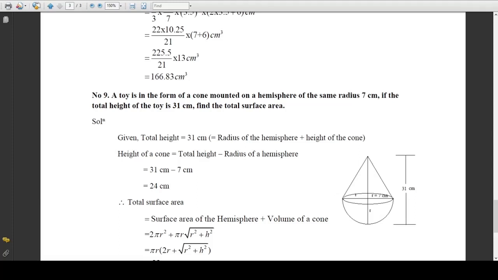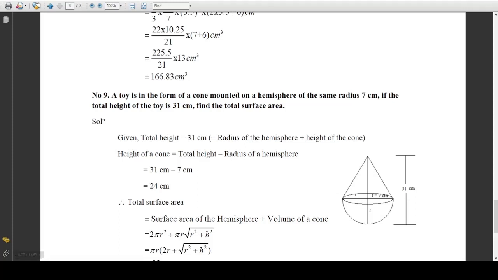Okay, it's the same thing. You have to find the surface area of the hemisphere, the surface area of the cone, then adding these two you will get the total surface area. Now total height is given to be 31 centimeter. That is the height of the cone plus radius of the hemisphere is 31. Therefore the height of the cone is the total height minus radius of the hemisphere. 31 minus 7, you will get 24.